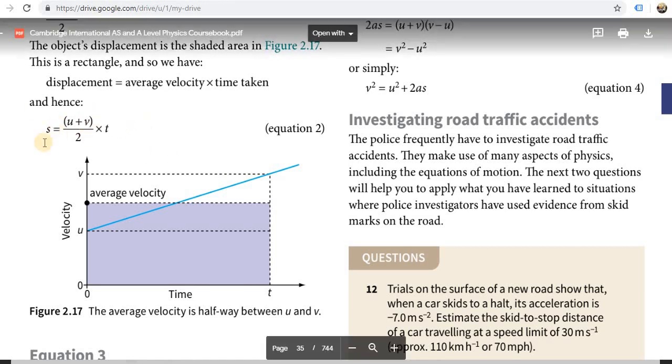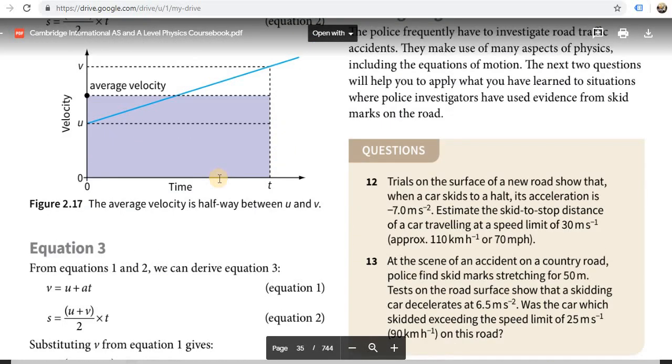Okay, so that's how you get the second equation. s is equal to half u plus v times t, or we can say s is equal to u plus v divided by 2 times t. This is the average velocity. We can use this only when the acceleration is constant, because otherwise you can't do this to get the average velocity. Only when the acceleration is constant, when it's a straight line, you can use this equation to get the average velocity. That's how you get the second equation.